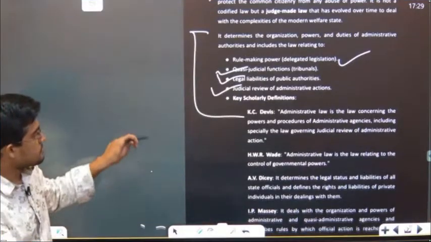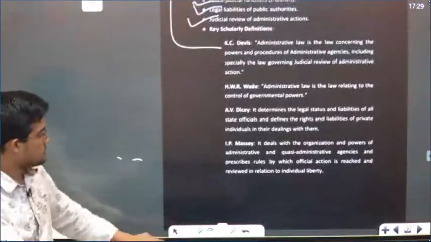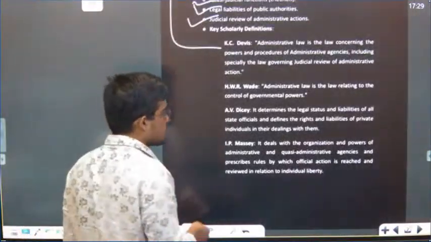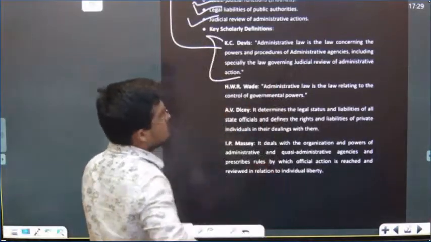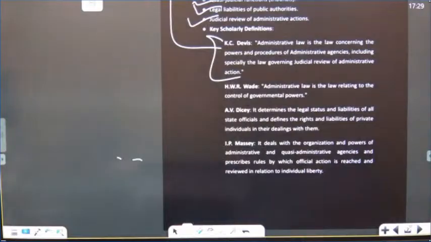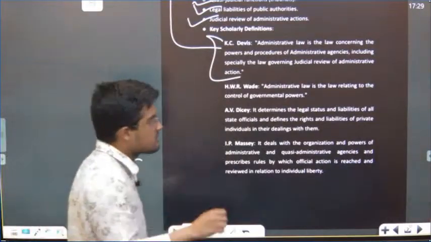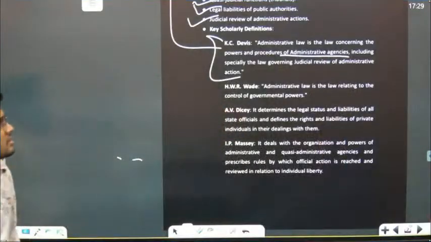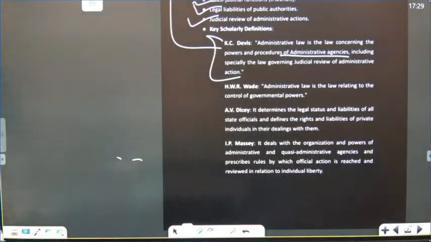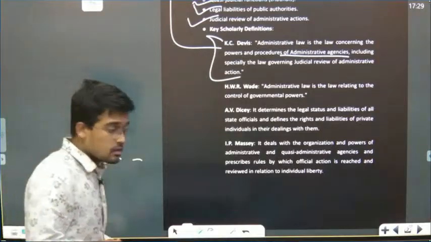Now, there are certain definitions you need to keep in mind. Kenneth Culp Davis says administrative law is the law concerning the powers and procedures of administrative agencies, including especially the law governing judicial review of administrative action. Why is judicial review?